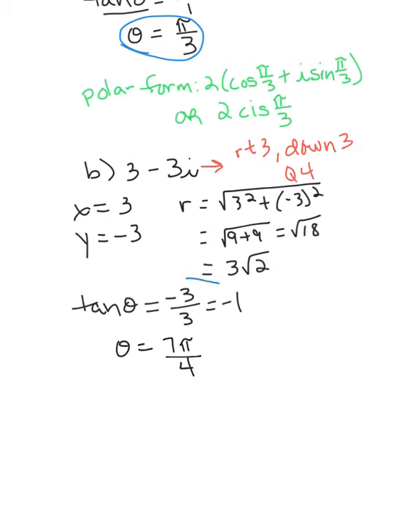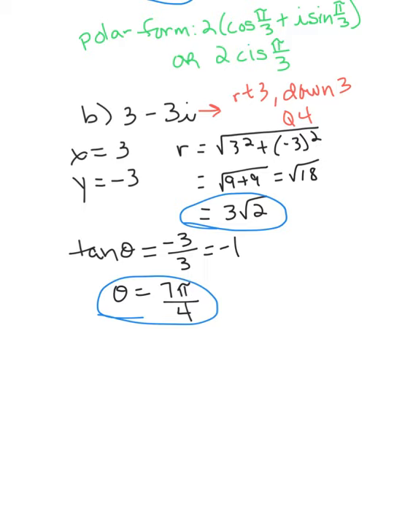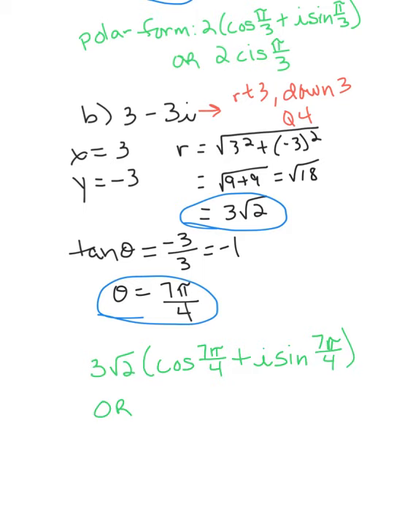So now we know r, we know our theta, we are ready to actually write polar form. Polar form starts with r, 3 square root of 2, and then we always have cosine of the angle we figured out plus I sine of the angle we figured out. Or if you want to, you can write this as 3 square root of 2 cis of 7 pi over 4. Either one is fine.